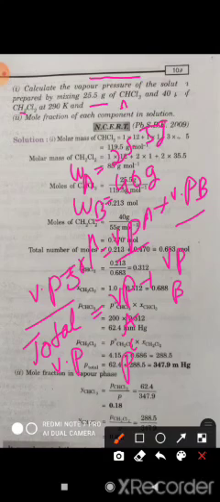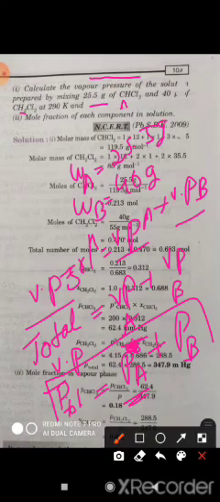That means we have to find out PA. It's not P naught A, it's PA, and we have to find out PB. Then we will get the total vapor pressure, that is P total. So P total is equal to PA plus PB. P total is the vapor pressure of the solution, which according to Dalton's law is equal to the vapor pressure of A component plus vapor pressure of B component. So we have to find out PA and PB.